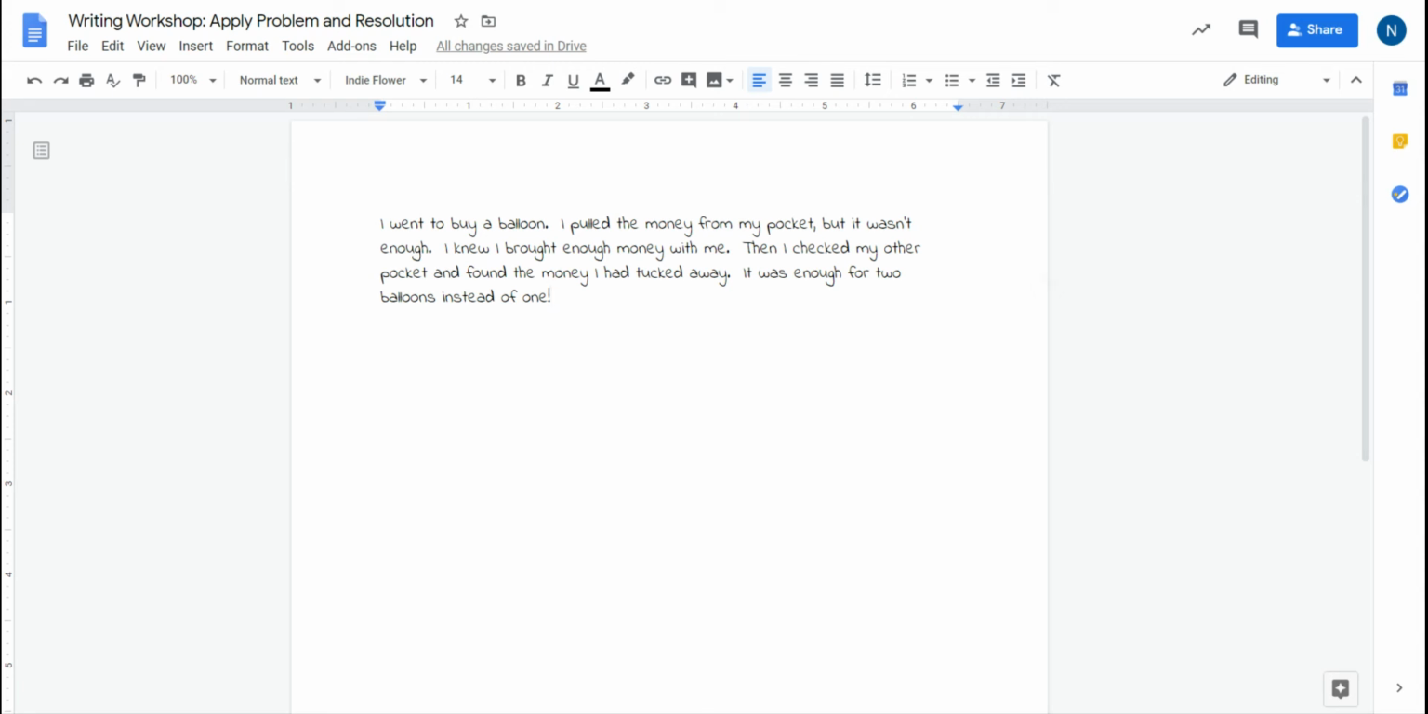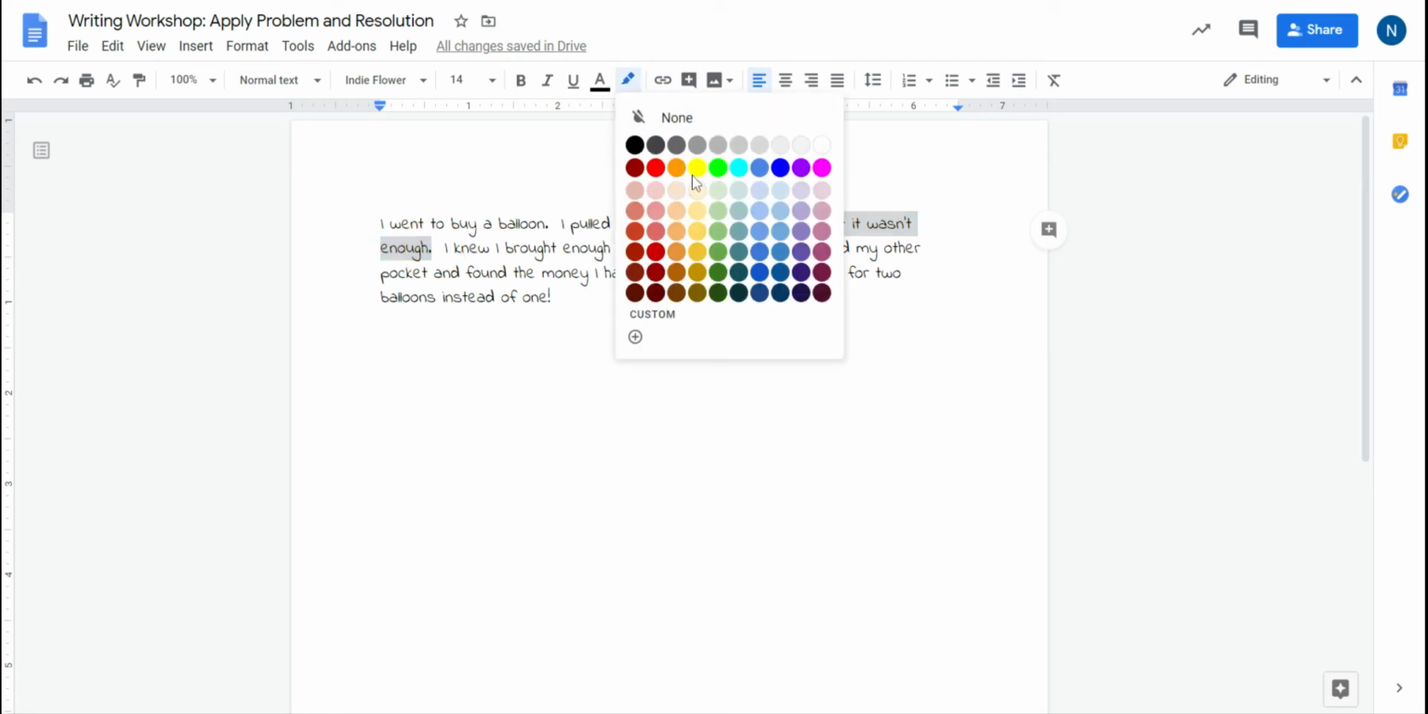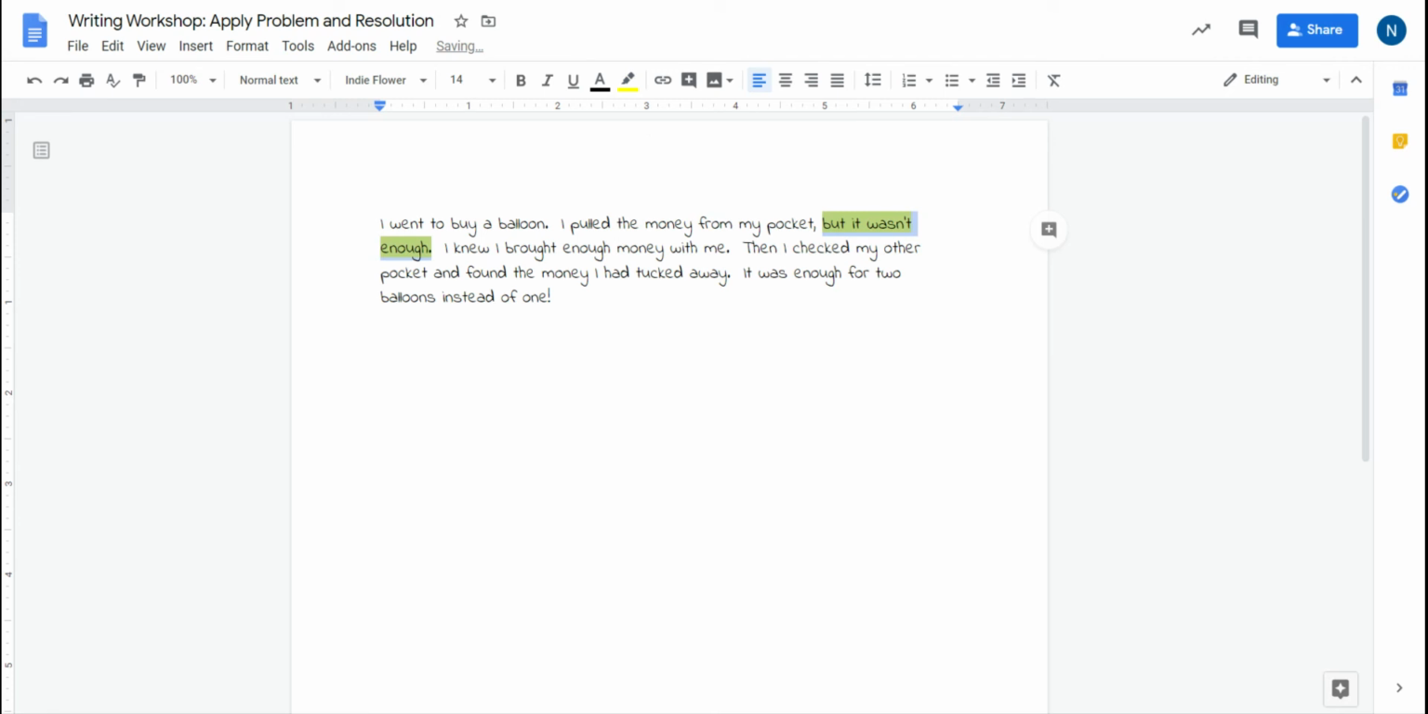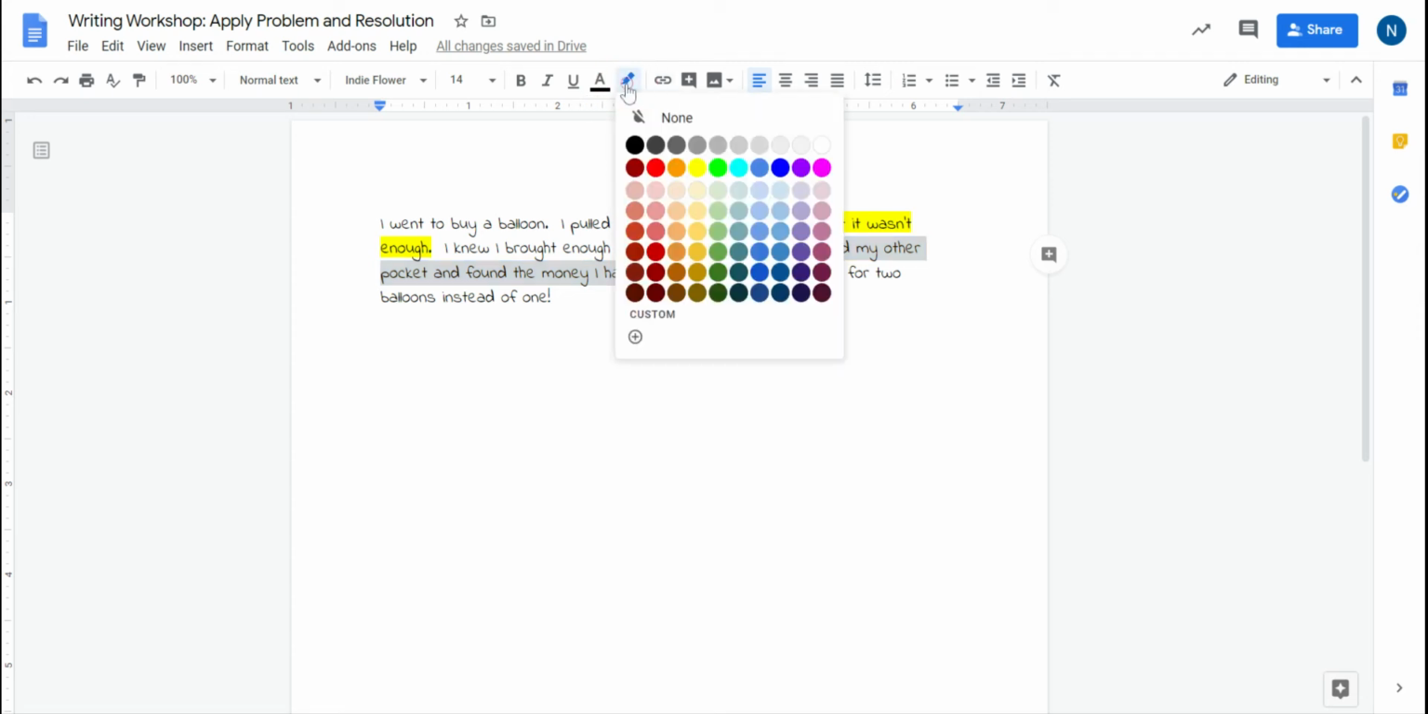So now let's review. My problem is that I didn't have enough money to buy the balloon that I went for. I'm going to highlight this in yellow. But I remember that I knew that I had the money with me. So how did I solve that problem? I checked my other pocket and I found the money that I had tucked away. So this is my solution.